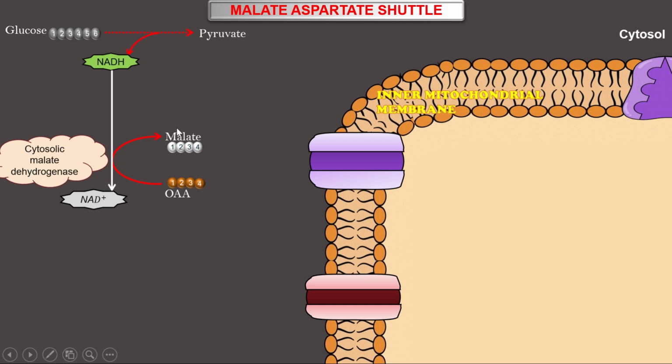Now, the malate we have formed will now enter the mitochondria, and once in the mitochondria, it gets converted back into oxaloacetate. And of course, if it gets back into oxaloacetate, it must release the hydrogen atoms that it had acquired. And we shall have now NAD positive pick up these hydrogen atoms and then form NADH molecules.